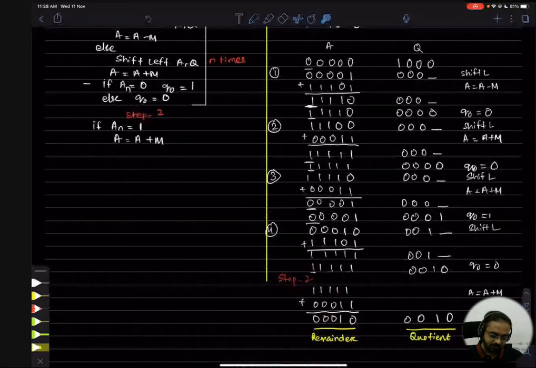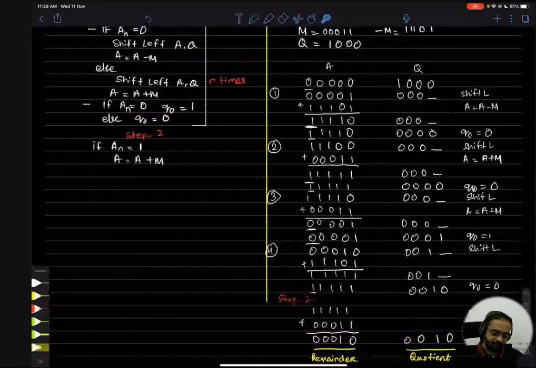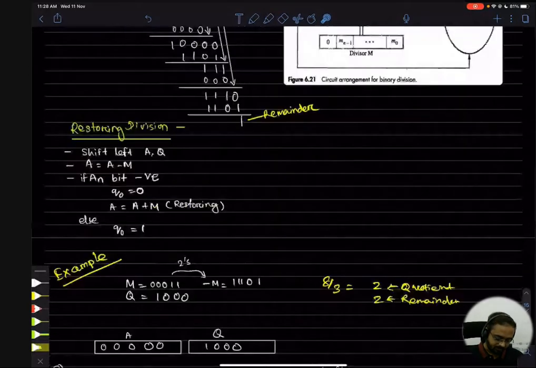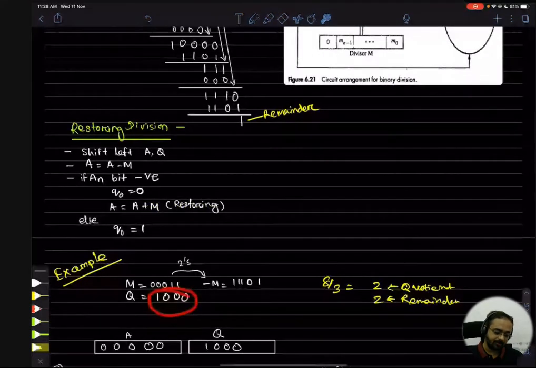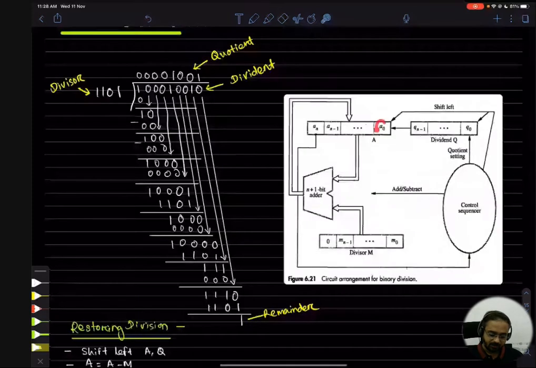After 4 steps are over, why are we doing up to 4 steps? Because here our n bit is 4, because here you can see our Q value is 4. This is n plus 1, this is n plus 1. We normally said A0 to An minus 1 is the number, plus 1 sign bit is extra, so that is n plus 1 number of bits. Here also M0 to Mn minus 1, that is n number of bits and 1 extra bit. So this is an n plus 1 bit adder. So this is n plus 1, this is n plus 1, this is n.